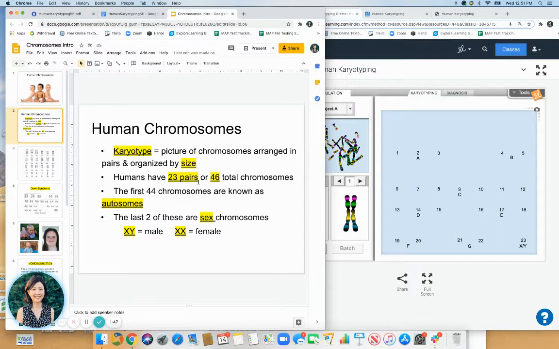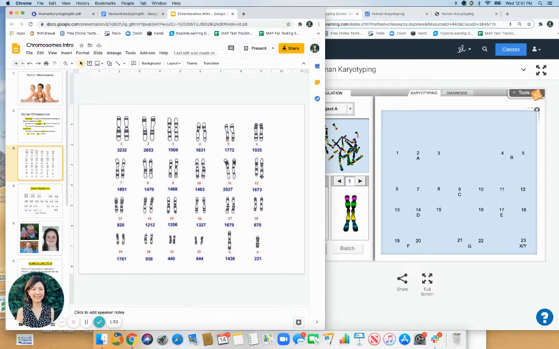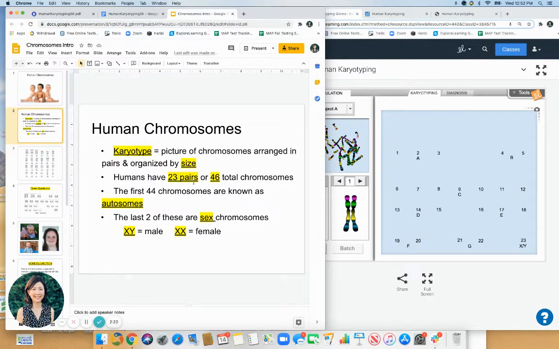So we have 46, the first 44, or the first 22 pairs. This is one pair, two pair, three pair. All of these are called autosomes because they have genes that have to do with the body. And then these are considered our sex chromosomes, which contain genes that relate to being female or being male. So we have 23 pairs, 46 total. The first 44 are known as autosomes, and the last two are sex chromosomes. So XY if you're male and XX if you're female.